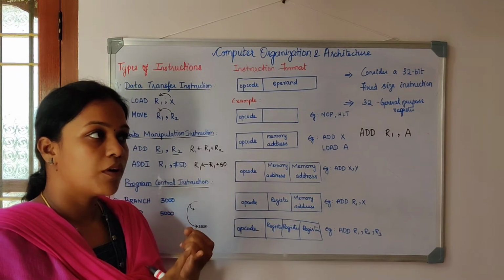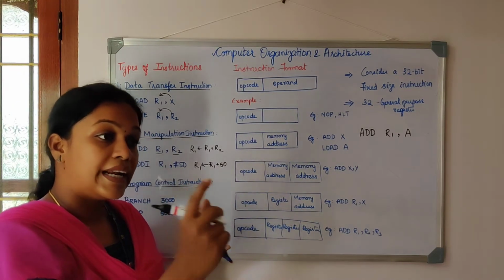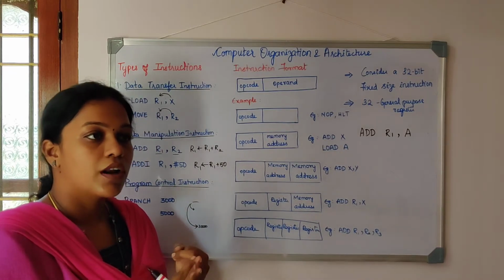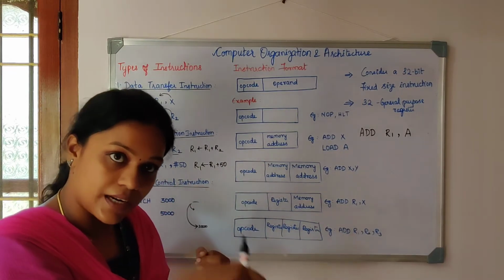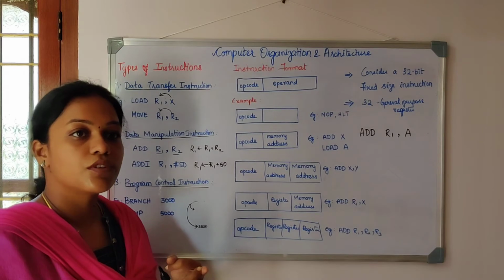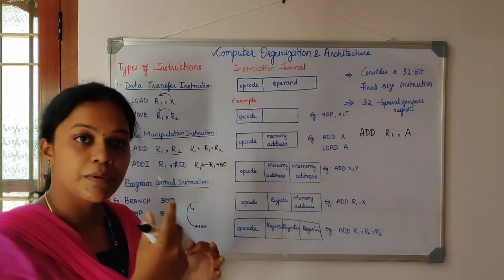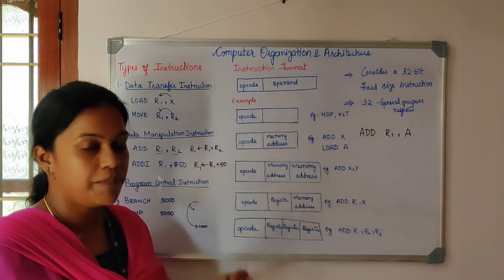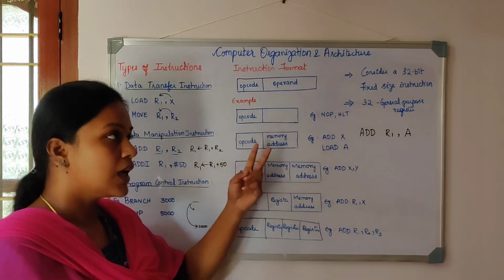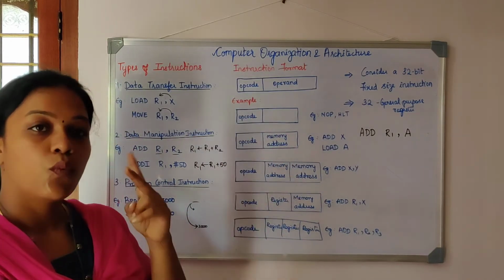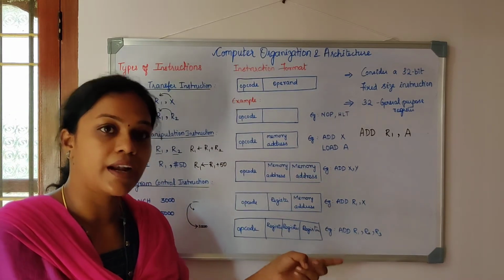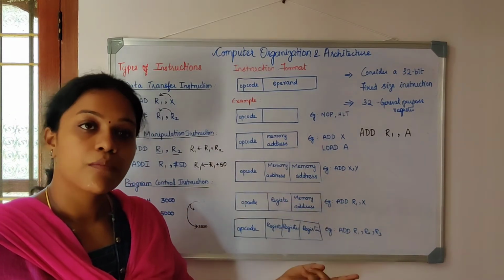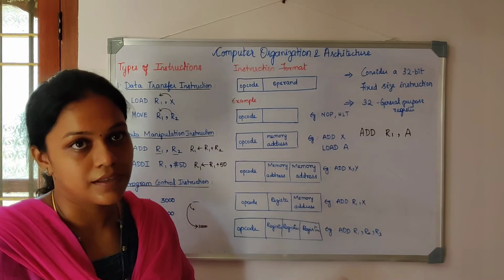Like a source operand can be data in the memory, or a source operand can be data in the register itself, or a source operand can be an immediate value which is present in the instruction itself. So there are 3 possibilities in case of source operand, and there are 2 possibilities in case of the destination operand. One is directly you are storing the data in the memory, or your destination can be a register itself.